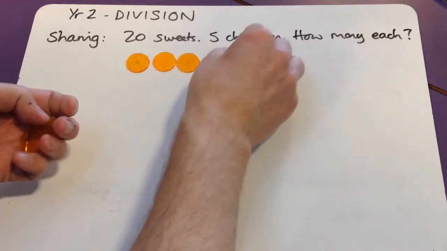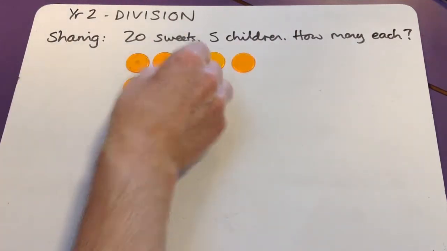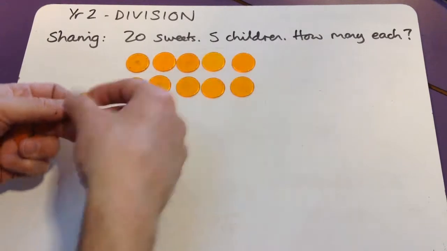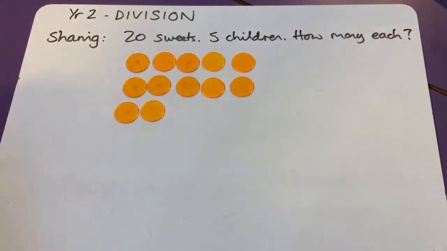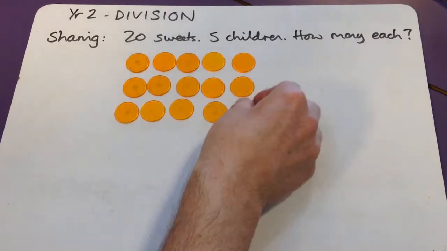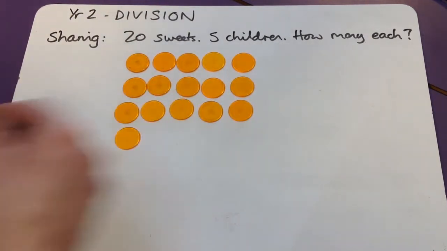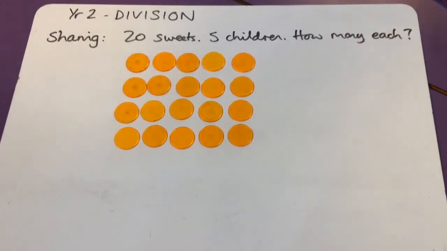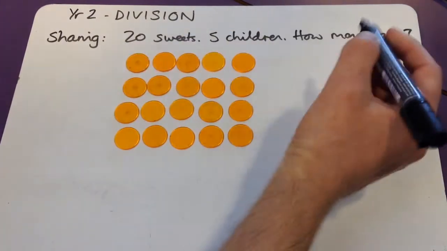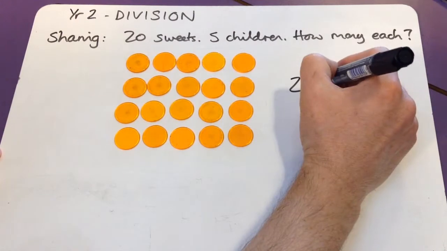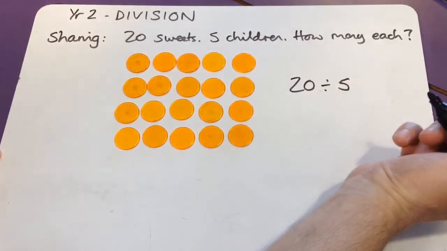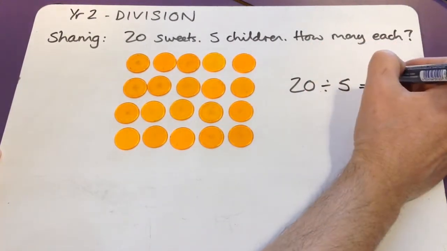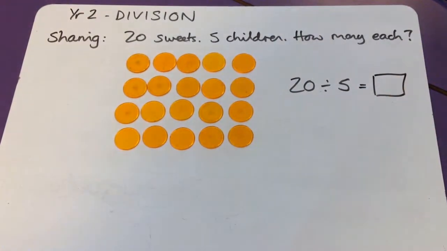We arrange our sweets. Those are our 20 sweets, and what we're looking to do is take 20 sweets and divide them by 5 children, sharing them between 5 children. How many sweets will each of them get?